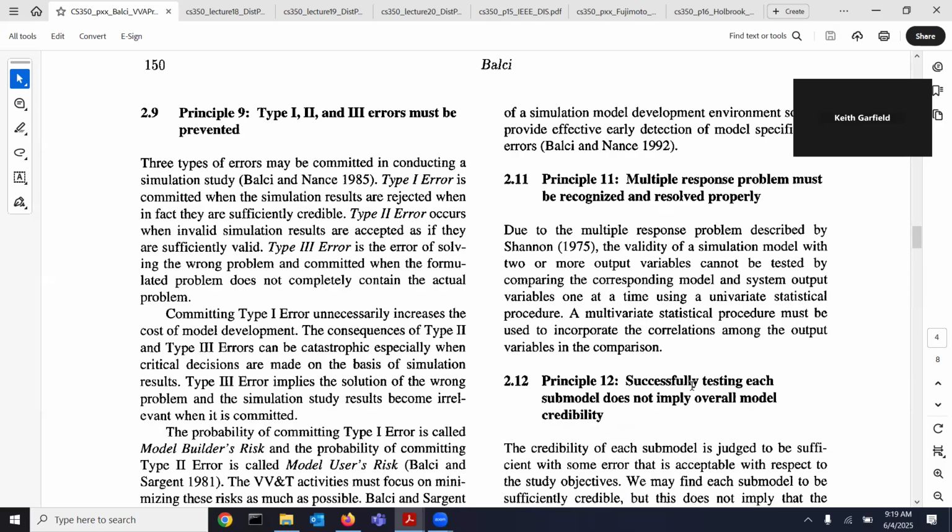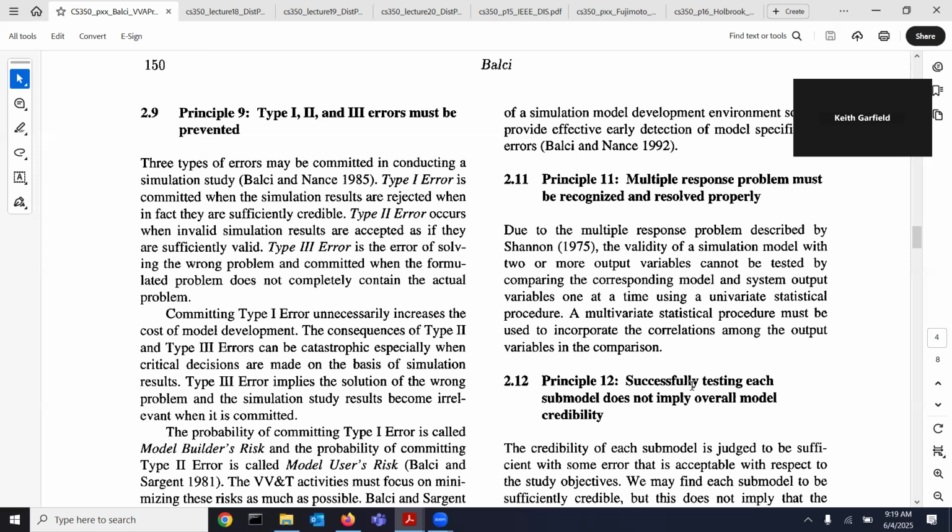And I thought I had it right yesterday, but I just wanted to confirm what we're saying here. If you have multiple variables, we talked about this in experiment design a little bit. If you're doing a classic experiment where you're changing one at a time, what you're missing are the interactions between the variables. So if you have two or more output variables, they cannot be tested by comparing the corresponding model system input variables one at a time. They're using a univariate statistical procedure. In other words, in the classical form where you just change one variable at a time, yeah, you can find effects, but what you're not going to find are the interaction effects between variables.